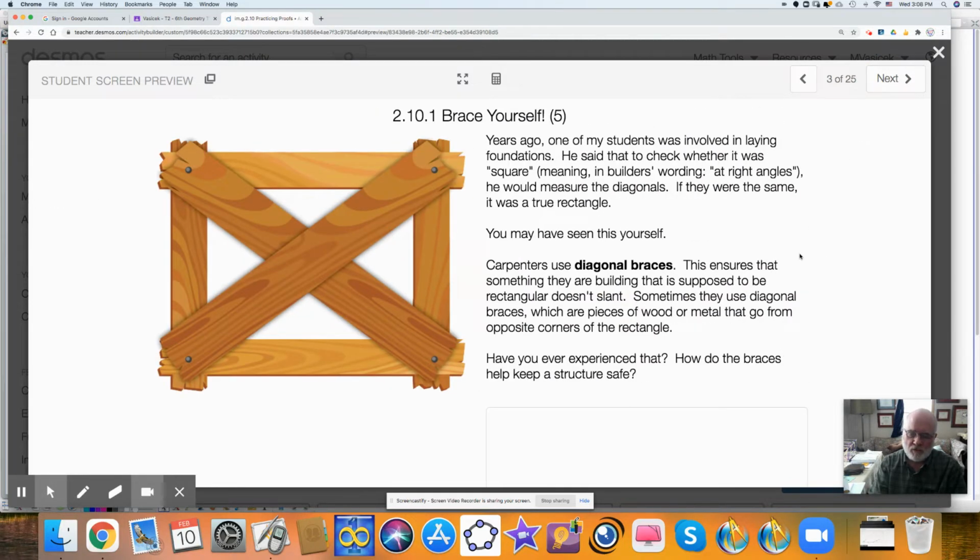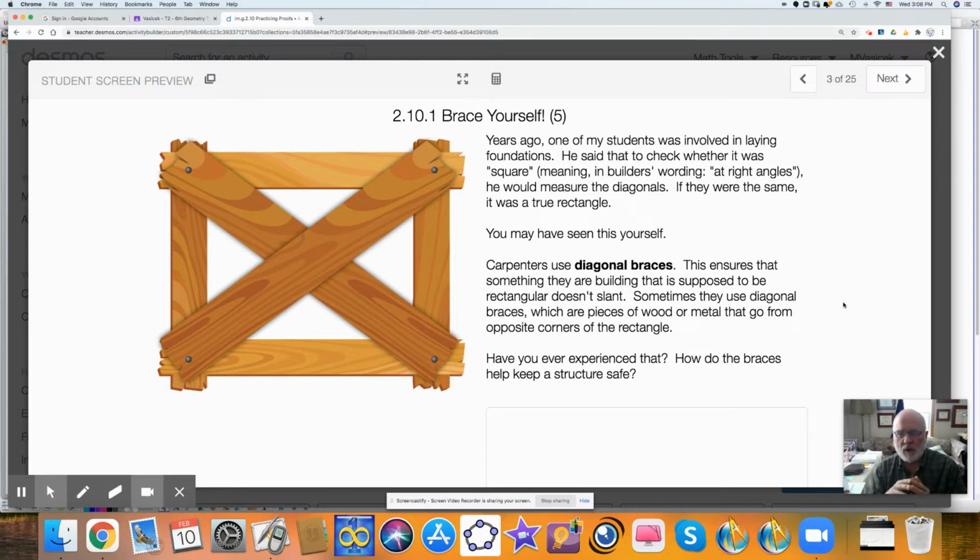So, first of all, a long time ago when I first started teaching, probably before many of you were born, one of my students was a carpenter's apprentice, and he was actually putting in foundations for building homes. And we got to a point in the lesson, and he said, oh, I can use this. I use this all the time. And I'm saying, what are you talking about?